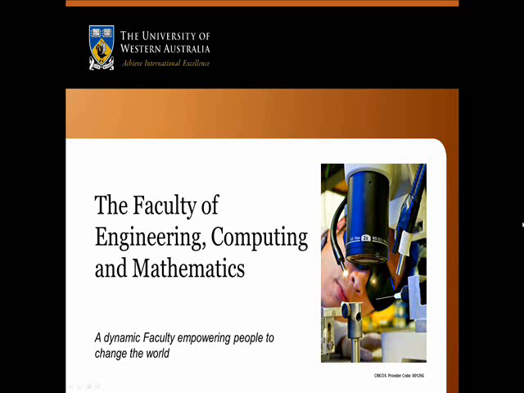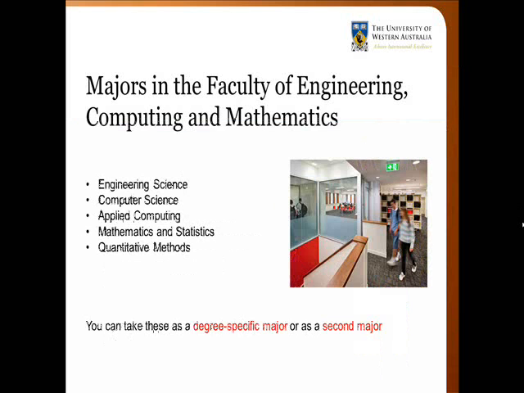Welcome to the Faculty of Engineering, Computing and Mathematics at the University of Western Australia. We offer 5 majors within the new undergraduate degrees, and these are Engineering Science, which I'm going to tell you about today, Computer Science, Applied Computing, Mathematics and Statistics, and Quantitative Methods.